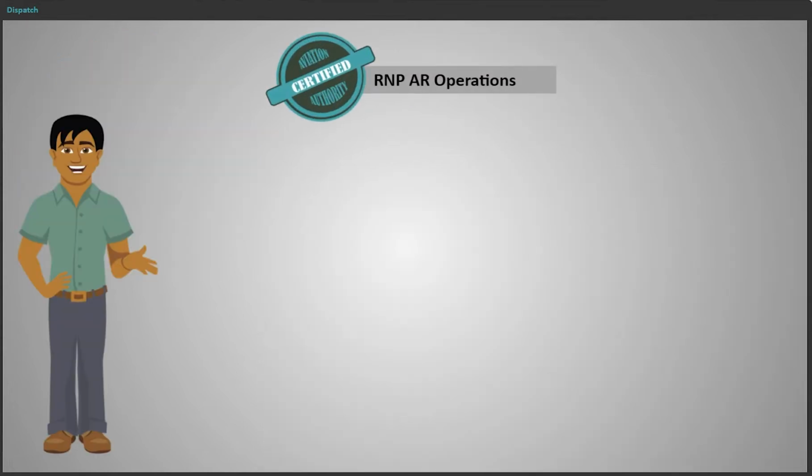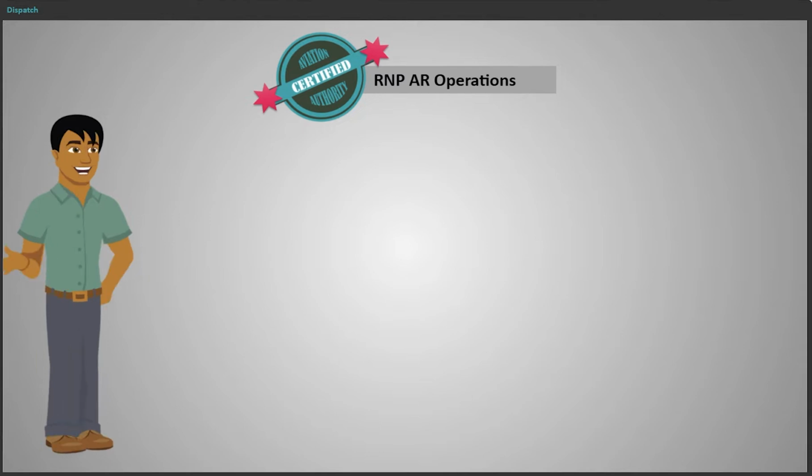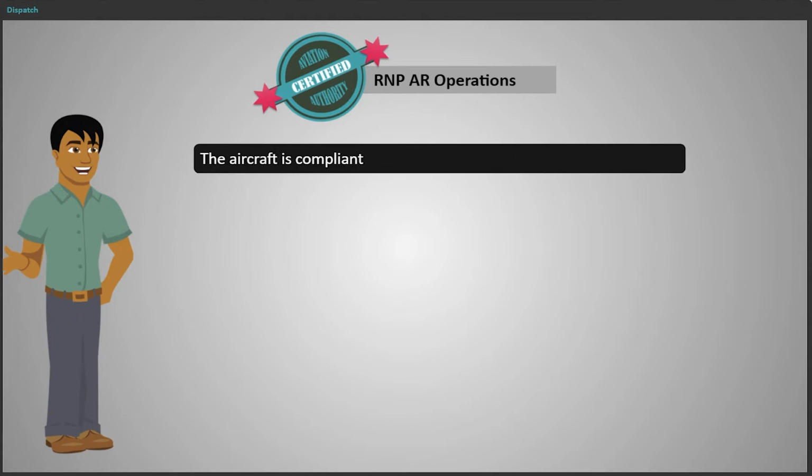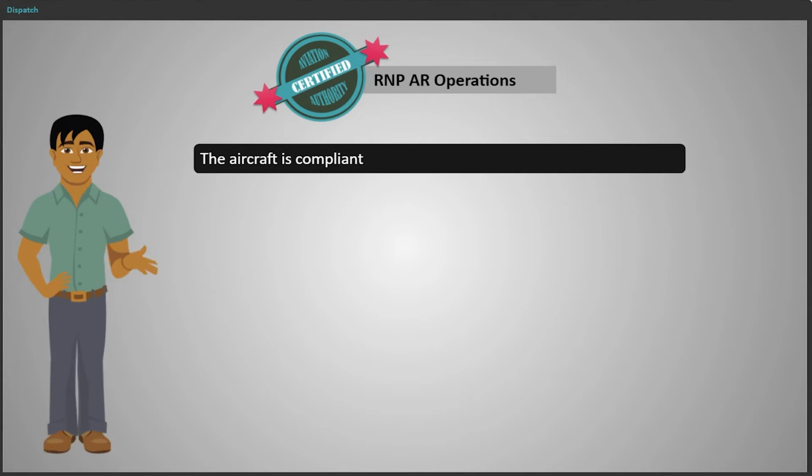RNP AR operations require the airline to have a specific operational approval from its National Civil Aviation Authority. The operational approval takes into account the following requirements. The aircraft meets certain airworthiness certification standards. As indicated in the Aircraft Flight Manual, the A320 is compliant with EASA AMC 20-26, FAA AC 90-101A, and FAA AC 20-138C. RNP AR operations are available for departure, approach, and missed approach.